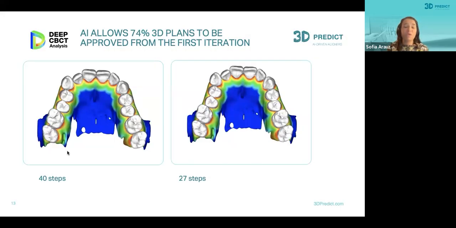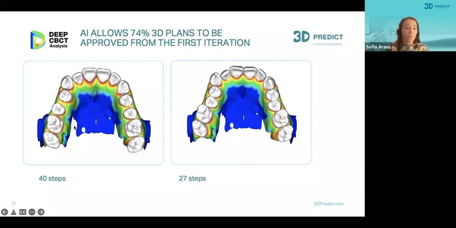Now, also, because we take into account your patient's full orthodontic anatomy, like I said, and because all of our treaty plans are reviewed by orthodontists before they get to you, 74% of those treaty plans are approved in the first iteration. So we save you a lot of time in that back and forth with the technicians. And also, we allow you to make decisions based on the whole information, like I said.